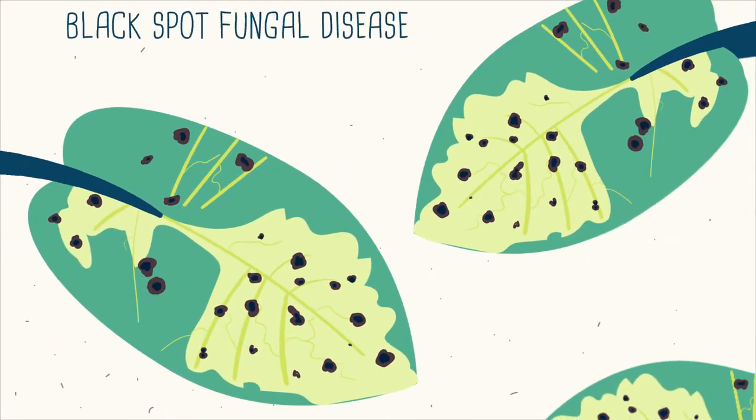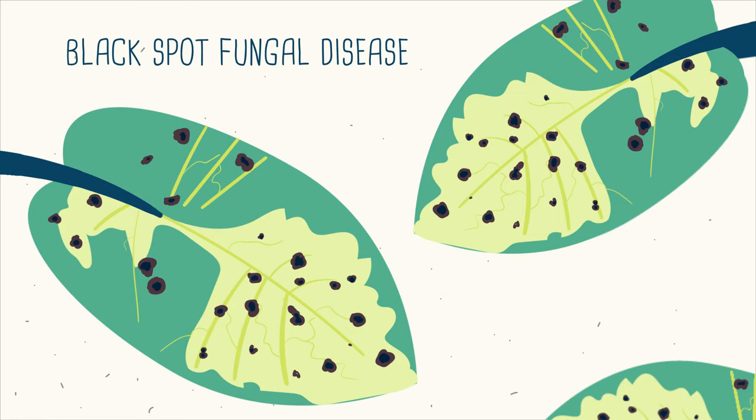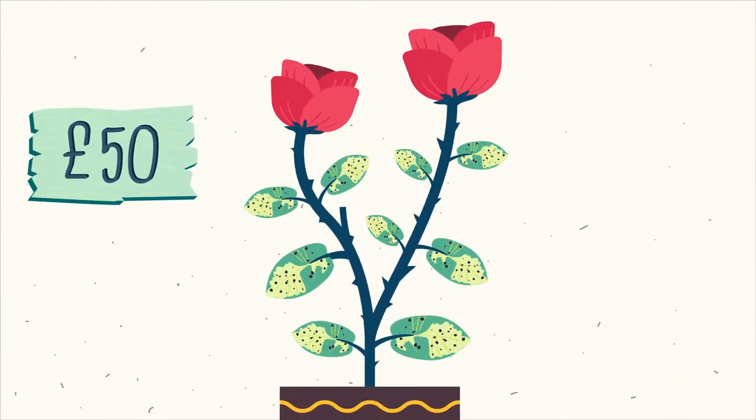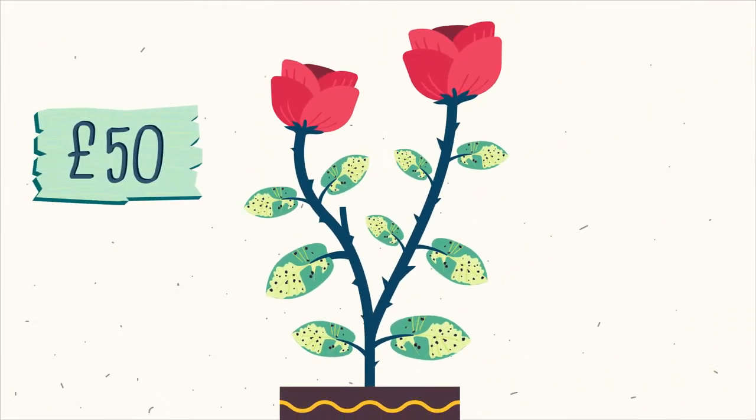An example of fungal infection in plants is black spot fungal disease. It can infect any plant with fleshy leaves, and it's really common in roses. This is a big problem for ornamental growers, where looks are everything. A spotty plant can affect its value.